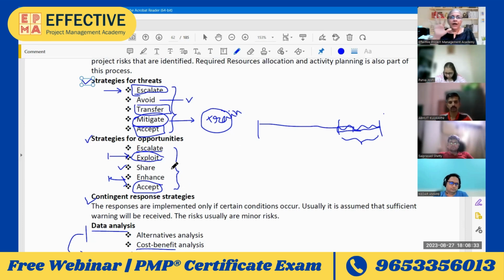So these are the five strategies for positive risks: escalate, exploit, share, enhance, and accept.